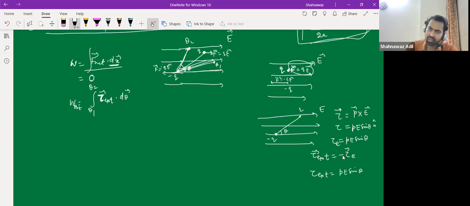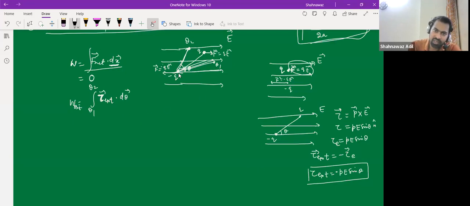And let's take the mod. Let's take the positive sign. Or if we write, then we can write this also. So this is minus PE sine theta. Okay. Is that clear? Yes, sir. So this is minus PE sine theta.